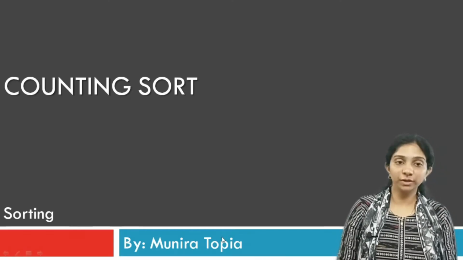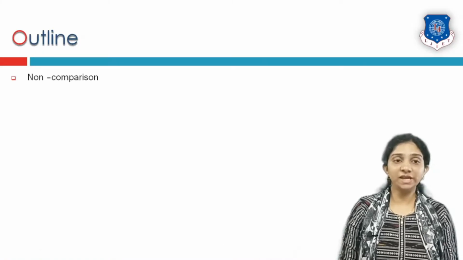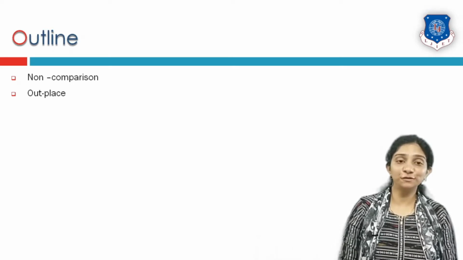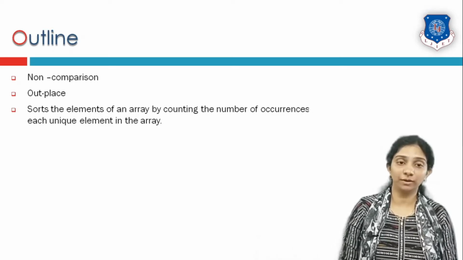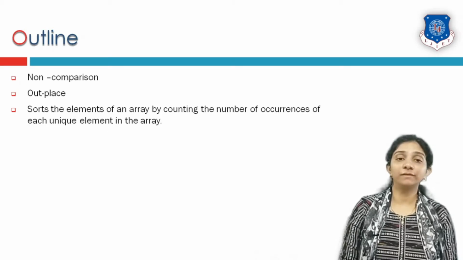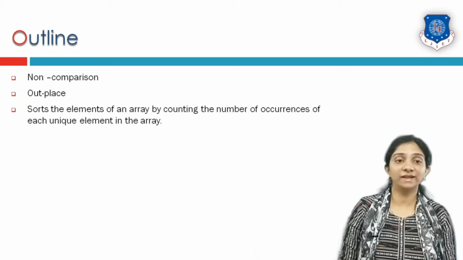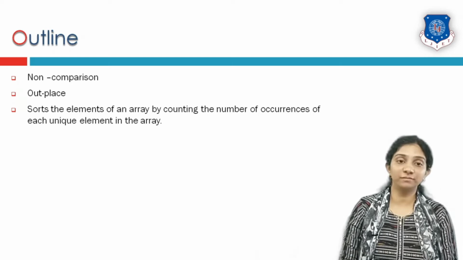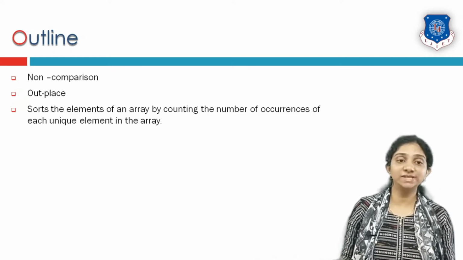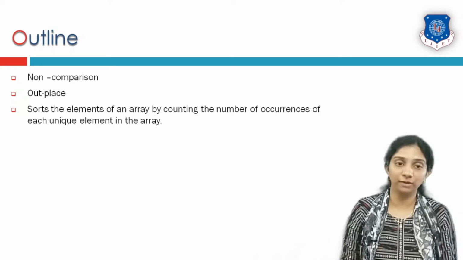Hi, today we are going to study counting sort. Basically, counting sort is a non-comparison based sort. It is also an out-of-place sorting algorithm. Here, no two elements of the given input are going to get compared. That's why it is named a non-comparison based sort. Plus, the input array and output array will take two different spaces. That's why it is an out-of-place sorting algorithm.